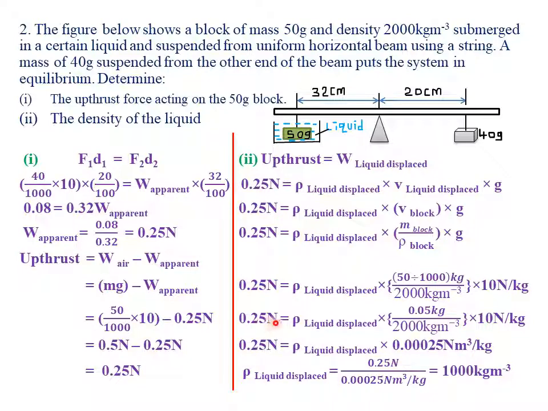So 0.25 Newton will be equal to, if you take 0.05 divided by 2000 multiplied by 10, you'll obtain 0.00025 Newton cubic meter per kg. Therefore, if I make the density of the liquid displaced the subject of the formula, I have the density of the liquid displaced equal to 0.25 Newton divided by 0.00025 Newton cubic meter per kilogram. If you take 0.25 divided by 0.00025, you'll obtain 1000 kilogram per cubic meter to be the density of this particular liquid that was displaced by the 50 gram mass block.